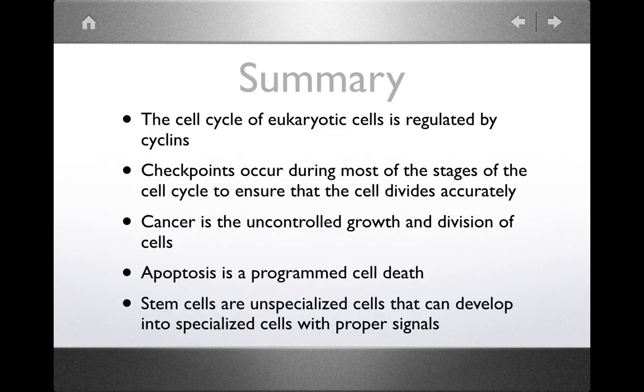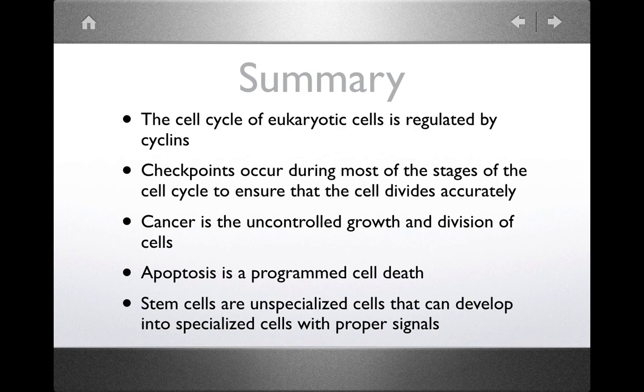So in summary, the cell cycle of eukaryotic cells is regulated by cyclins. It's regulated by cyclins because there are checkpoints along the way that are places where the cell stops, takes a look around, and makes sure it's ready to move forward. If it's ready to move forward, the cyclin-dependent kinases are already there. The cell produces the cyclins to get the cyclin-dependent kinases turned on. We have to regulate the cell cycle very closely because we know when it is not regulated, one of the things that can happen is cancer. And cancer is simply defined as uncontrolled cell growth and division.